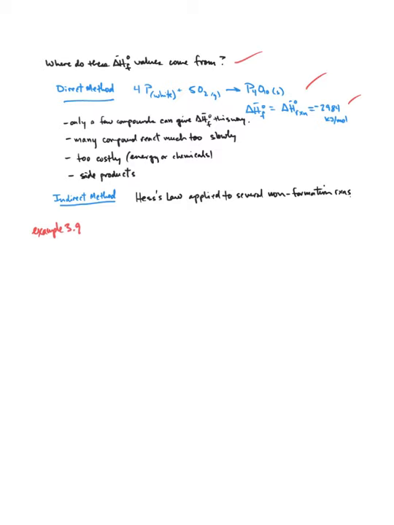But many compounds don't react quickly enough for it to be practical, or they might just be too costly. You don't want to spend necessarily thousands of dollars doing a reaction just to get a value of delta HF. Also, you guys are chemists enough to know when you do a reaction, you may not get a pure product like you think you want to get on paper. Side products are a big problem. So you have to do an indirect method. You apply Hess's law to several non-formation reactions. And so I'm going to do one of the examples from your textbook right now, example 3.9.